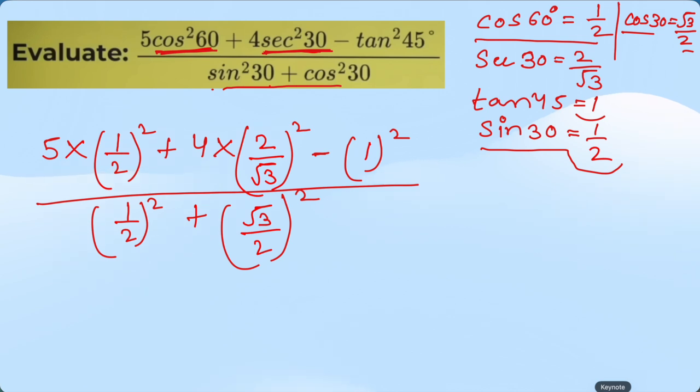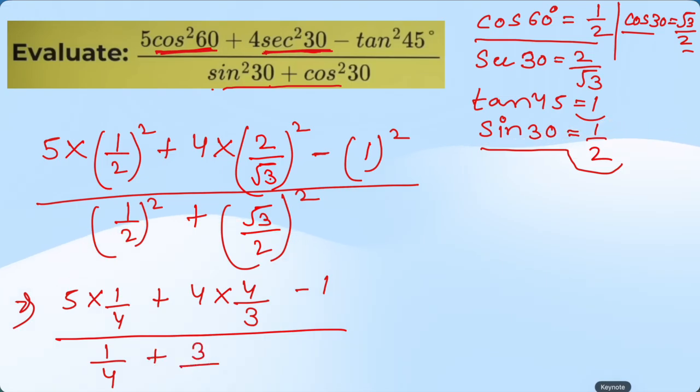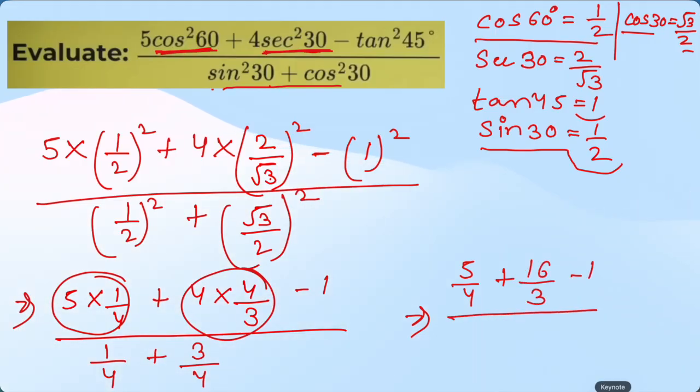That's it. Okay, so what will happen here? It will be 5 into 1 by 4 plus 4 into 4 by root 3 square, which is 3 minus 1, divided by 1 by 4 plus 3 by 4. I just whole square them, right? The numerator will become 5 by 4, this will become 16 by 3 minus 1, divided by 1 by 4 and 3 by 4. 1 by 4 plus 3 by 4 makes 4 by 4, which means 1, right? So it will be 1.